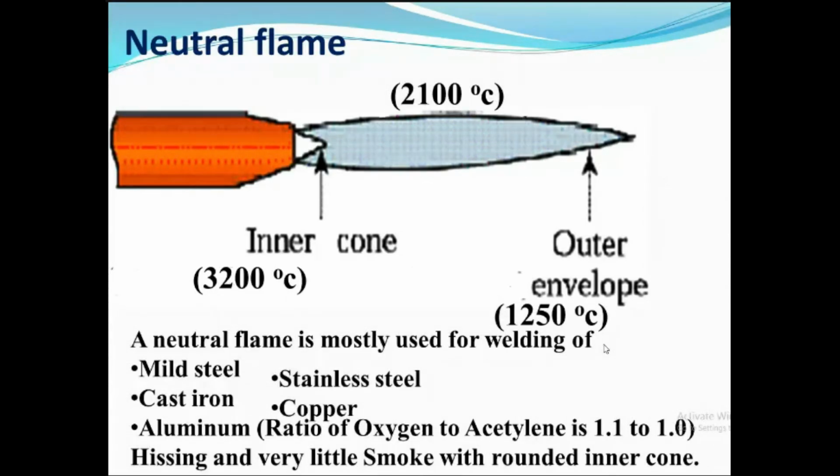These are the two flames we have to see: one is called the inner core flame, and the second one is the outer envelope, which has a temperature of 1250 degrees Celsius, and the inner one has a temperature of 3200 degrees Celsius. A neutral flame is mostly used in the welding of mild steel, stainless steel, cast iron and copper.